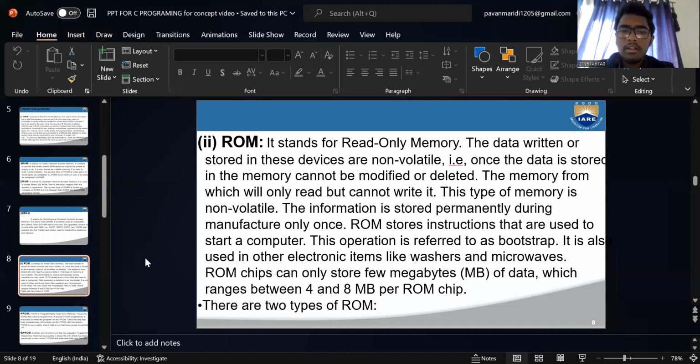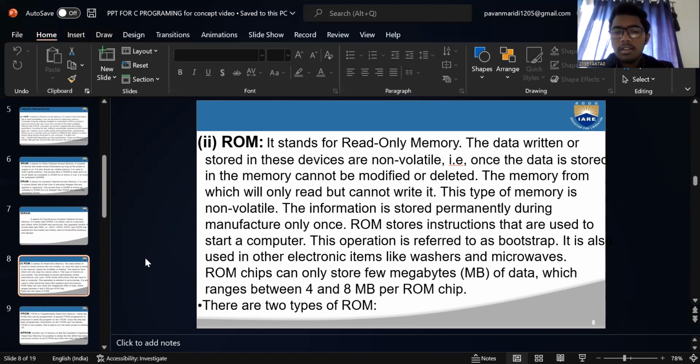The data written or stored in these devices is non-volatile, such that once the data is stored in the memory, it cannot be modified or deleted. It is memory from which we can only read but can't write. This type of memory is non-volatile. The information is stored permanently during manufacture, only once.